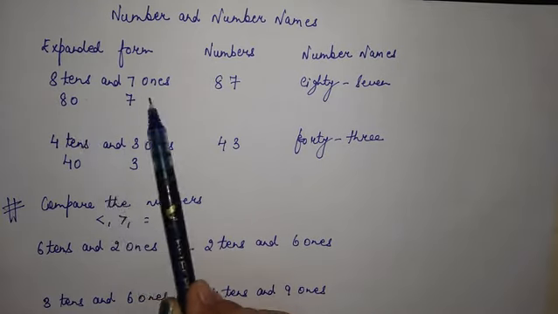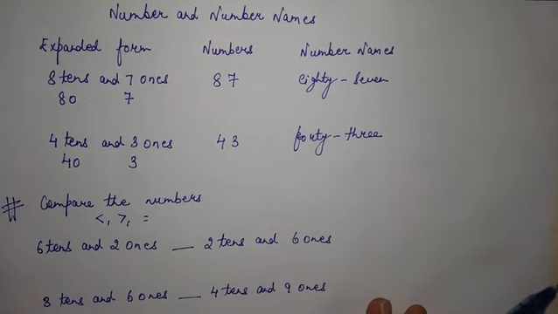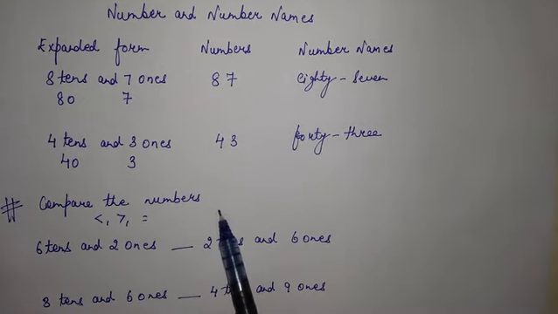So likewise you can write the numbers and number names from the expanded form. Write the expanded form in this way first. इसको इस तरह से लिख लो. That will be easy for you to write the numbers and number names.